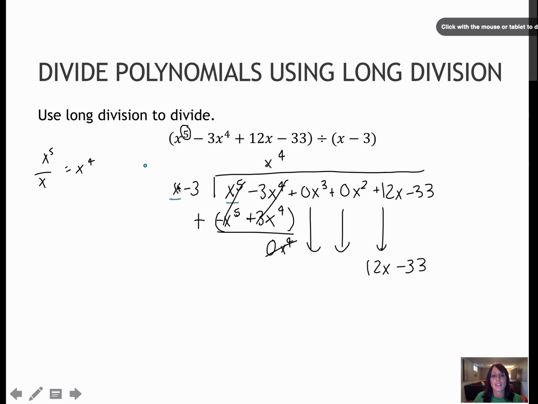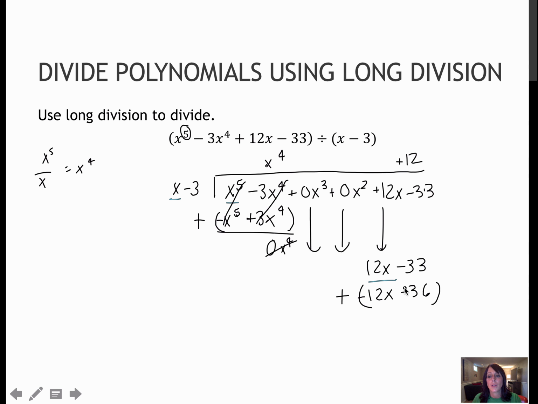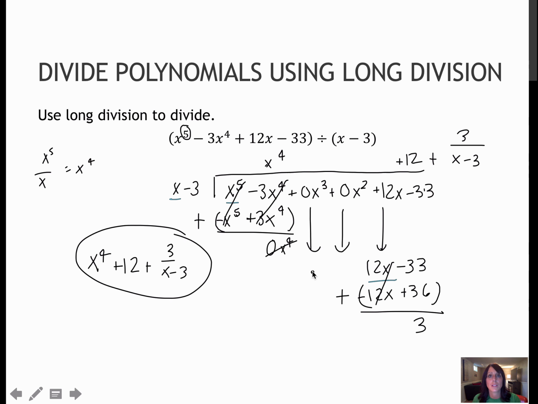So now I'm going to look at x, and I'm going to look at 12x. I'm going to say x times what? What would I multiply by x to get 12x, which is of course 12. So that's a 12 up here. Notice I'm stacking it above the other constant. So 12 times x is 12x. 12 times minus 3 is minus 36. I'm subtracting the whole thing, which means I'm going to add the opposites, which gives me 3. That's a remainder of 3. So it's plus 3 over x minus 3. So my solution is x to the 4th plus 12 plus 3 over x minus 3. That's my answer when I divide.